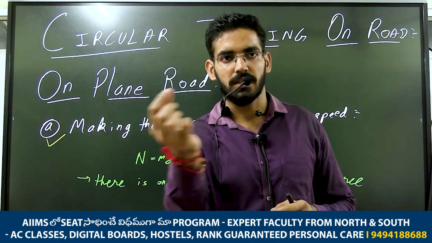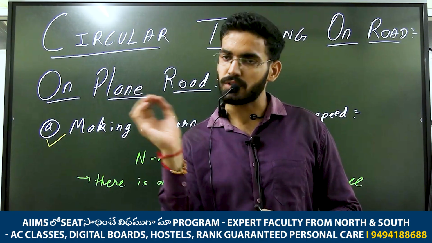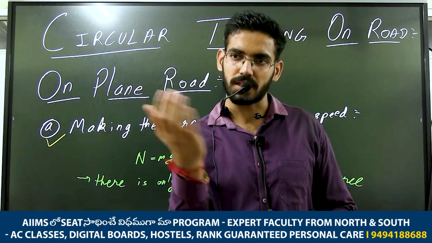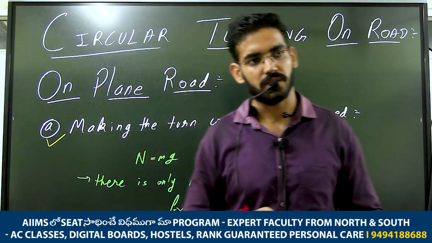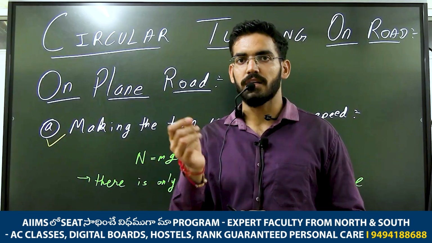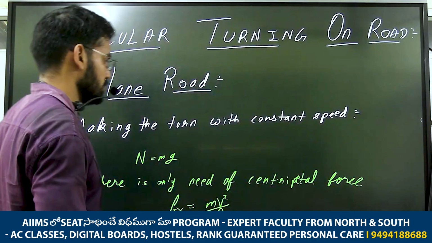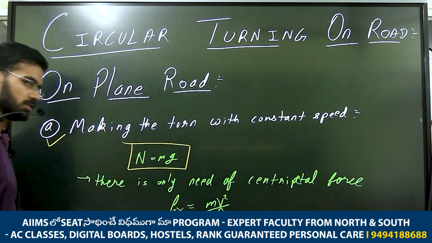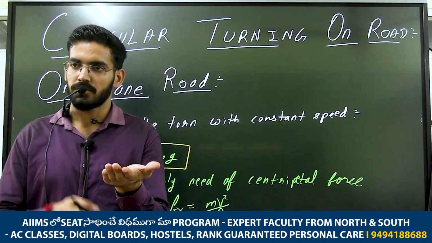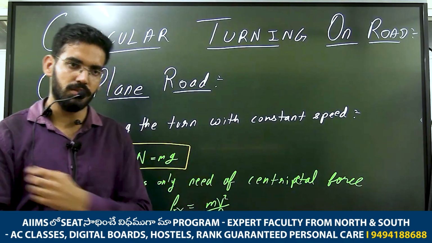So on a circle, whatever road is there, that road is a part of a circle, right? That is an arc. Now to move on that circle, you need what? Centripetal force. Okay. First of all, normal is equal to mg. Flat road, na? So upward normal, downward mg. Right. So normal equals mg.